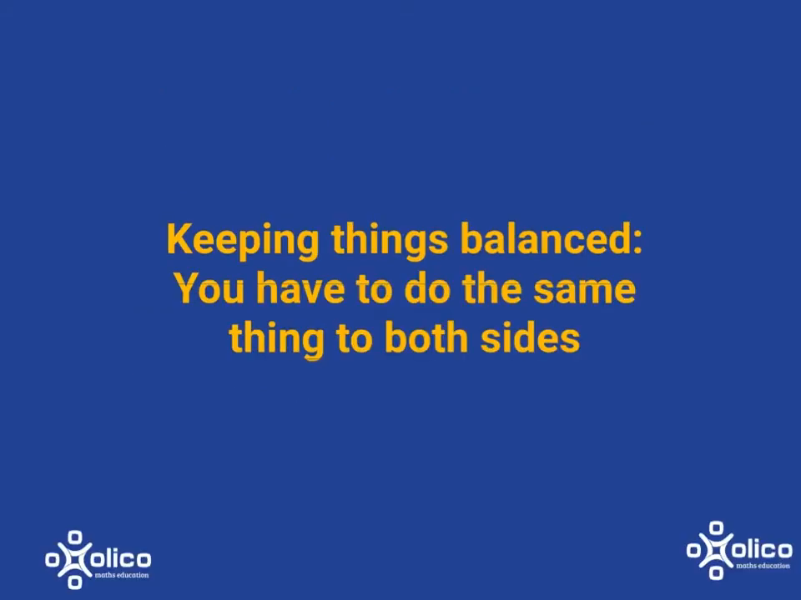When you start with an equation, you've got two sides equal to each other. As you work with the equation, you want to make sure that you keep those two sides equal to each other. So the golden rule of equations is that what you do to one side of the equation, you have to do to the other side so that you keep it balanced, so you keep those two sides equal to each other.